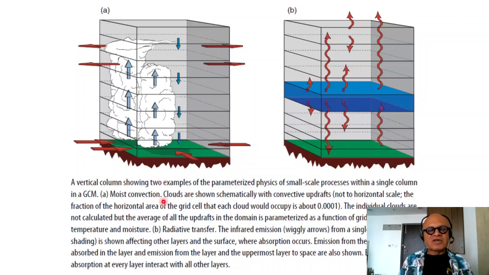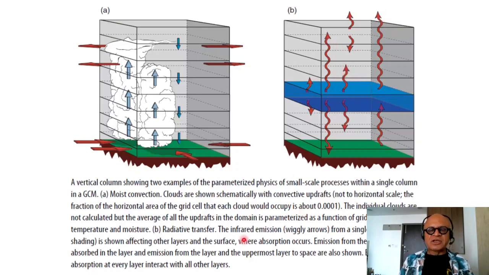And then you can parameterize updrafts that are driven by large-scale circulation, vertical instabilities, and so on. And then B, there is radiative transfer. The infrared emission, wiggly arrows from a single layer. So we are here with a layer reaching its temperature and receiving energy from below and radiating energy down and up. So each layer is doing that, and some of it may go all the way out to space, and some of it may get trapped in one layer or the other in the vertical.